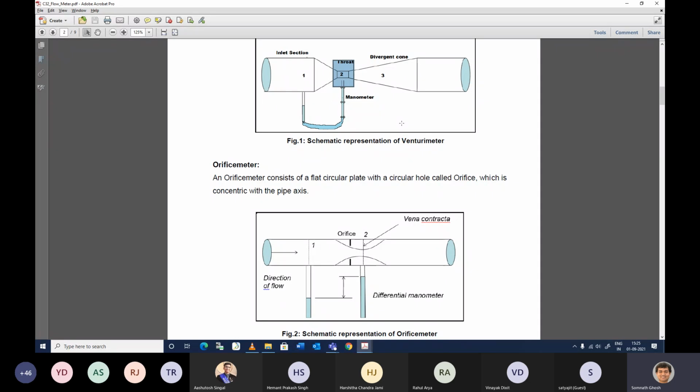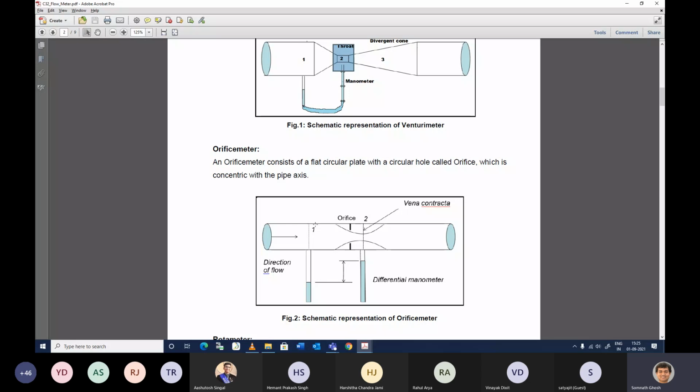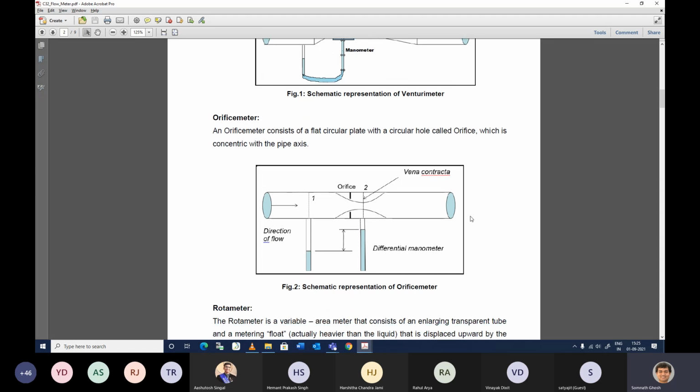So due to those limitations, this orifice meter was developed just to overcome them. It has certain flexibilities. All these instruments have certain limitations and also certain advantages, but it has fewer problems compared to the venturimeter. Okay, so in the orifice meter, what is there?